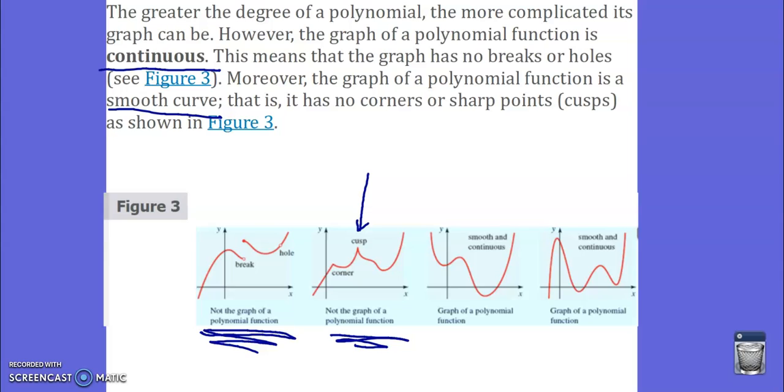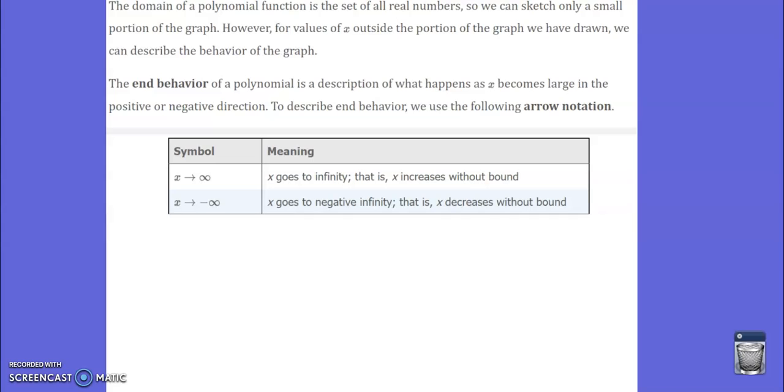It's not a piecewise function. So this is not a polynomial. And again, you can see this one is nice and smooth and curved. Same thing here. So we've got polynomials graphing there. That's something you should recognize on a polynomial.